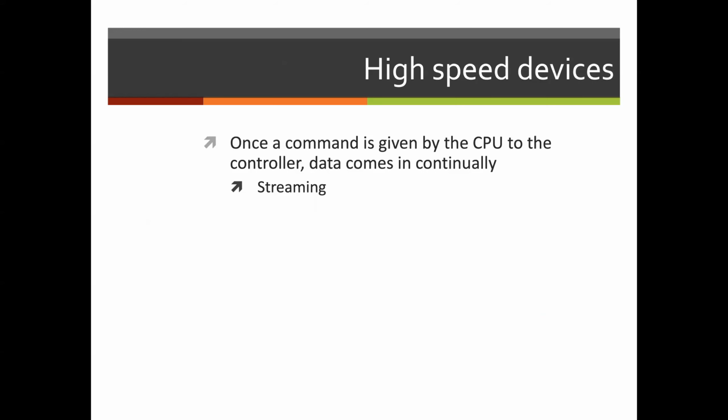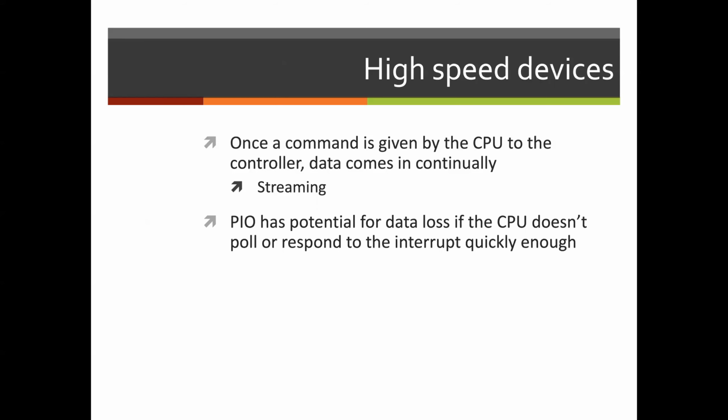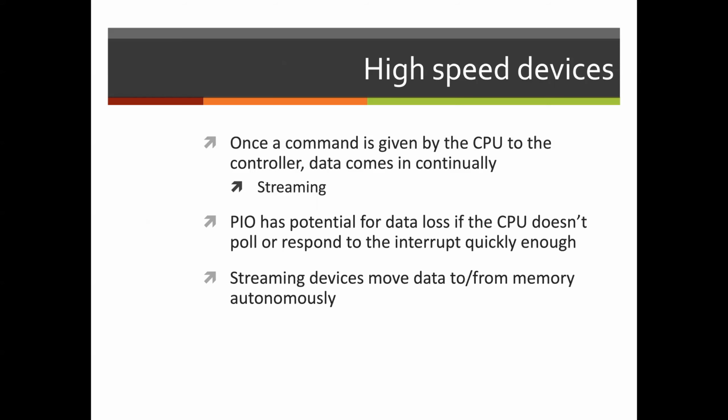When considering high-speed devices, we want to understand that once a command is given by the CPU to the controller, then data needs to come in continually. And this can be as a result of streaming. Programmed I/O has a potential for data loss if the CPU doesn't poll or respond to the interrupt quickly enough. So therefore, streaming devices move data to and from memory autonomously.